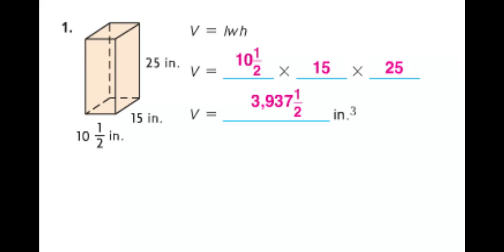You end up getting 3,937 and a half inches cubed. So make sure you have the label. That is of utmost importance besides the number. You could have 0.5 here. They mean the same thing. Try to keep the units the same, though, as you go through.